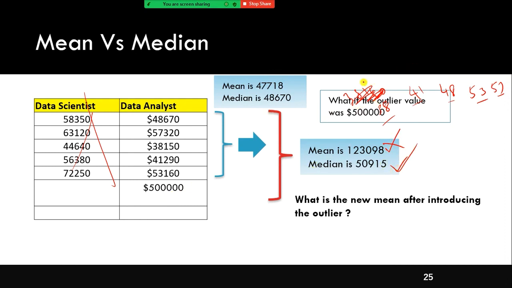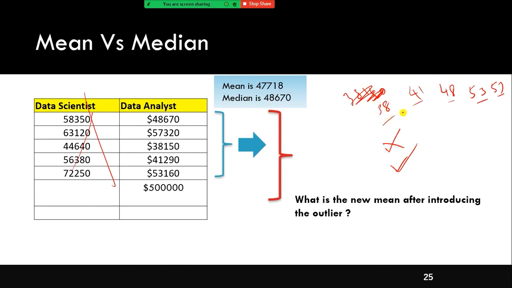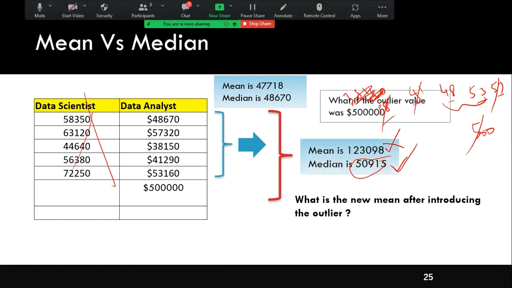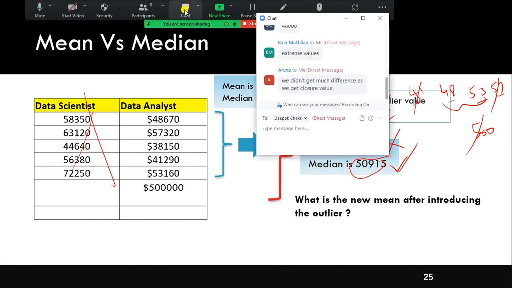Okay, so look here. This is the data, right? Where is this one? 38,041, and the last one is 500. The first one and the last one, if you cancel them, you have 48 and 53. If you add these two, you get 50-50, somewhat closer to 50 only. So look, that's what you're getting, 50,000. So median is so robust compared to mean if your data has an outlier in it. This is the takeaway.